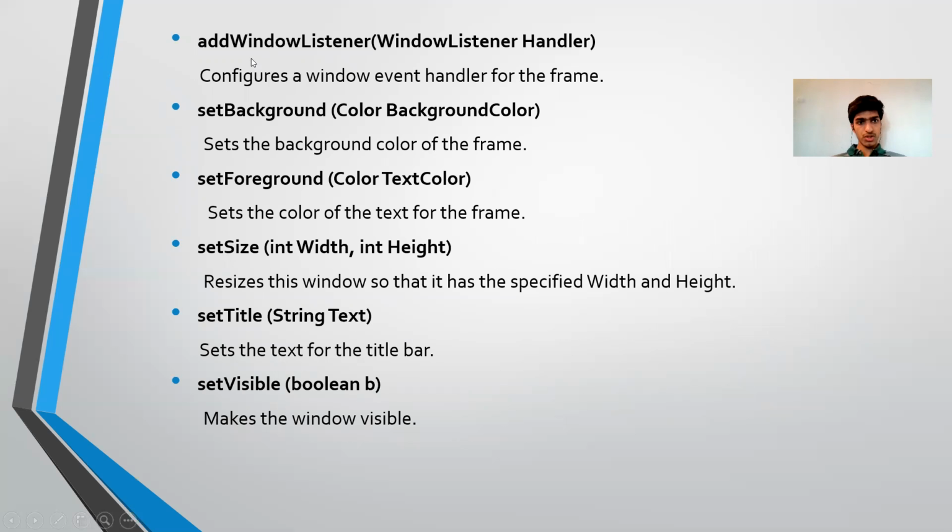It contains the following functions: addWindowListener, setBackground, setForeground, setSize, setTitle, setVisible, where setTitle is used to set the title of our frame. Next, background and foreground are used to give color to our frame.